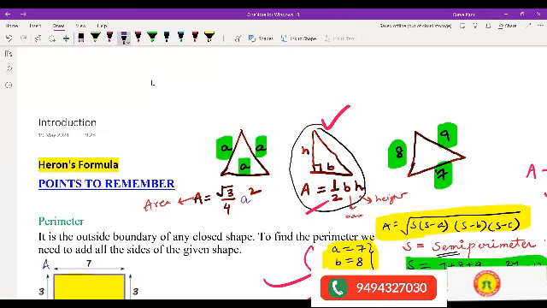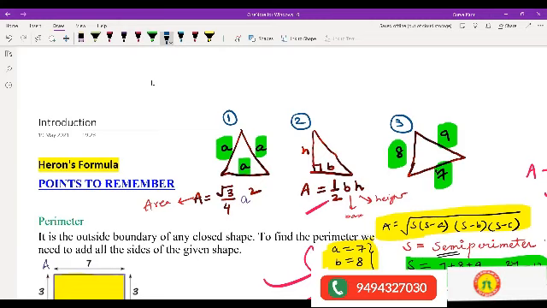Yes, sir. But if you have a scalene triangle which has different sides, it's not equilateral, it's not a right angle triangle, then how do you find the area? You can find it by Herons formula. If 7, 8, 9 are given to you, to find the area of this triangle or any triangle, if you know all the three sides, whether equilateral, isosceles or right angle triangle, then you can use Herons formula. Okay, sir.